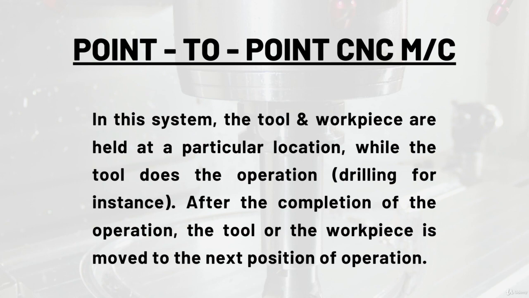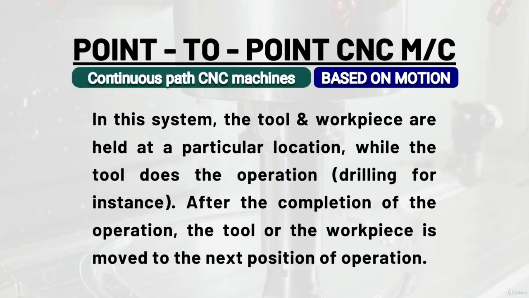Let's discuss different types of CNC machines. The first being point-to-point CNC machine. These types of CNC machines are based on motion. They are also known as continuous path CNC machines.